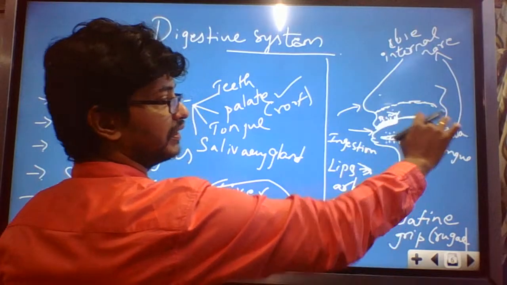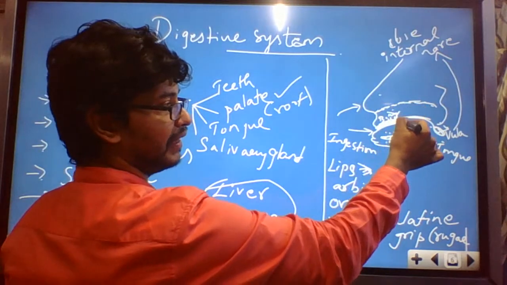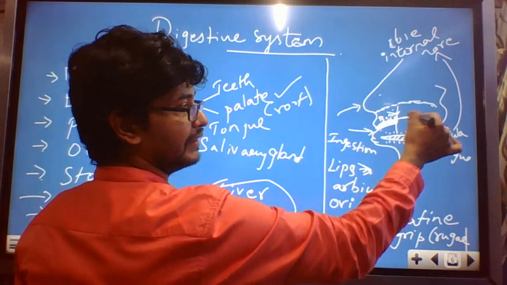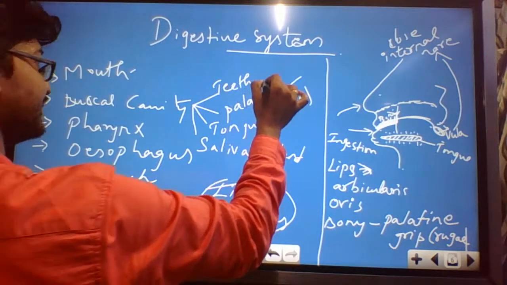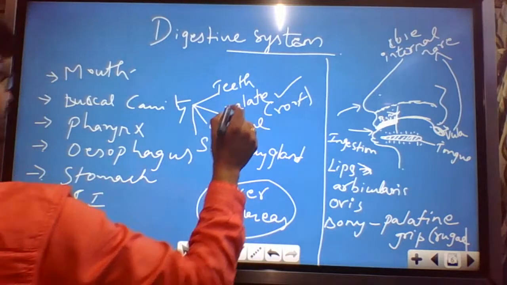In the roof of the mouth, this is the hard palate and this one is the soft palate actually. So we are done with the first part, that is palate. Next we discuss about teeth.